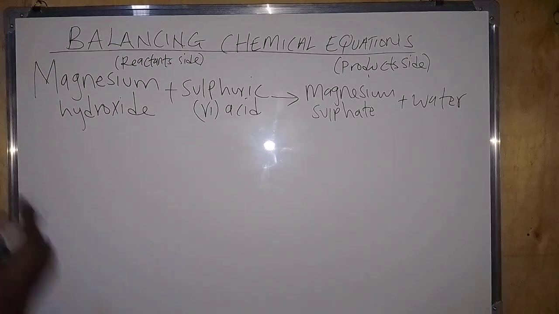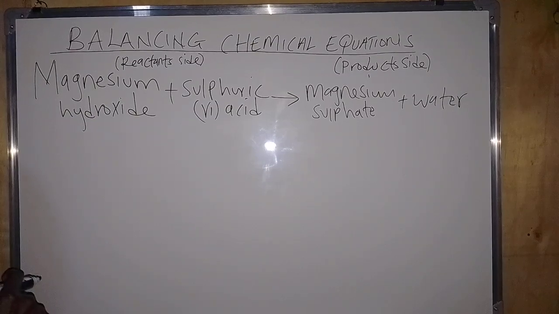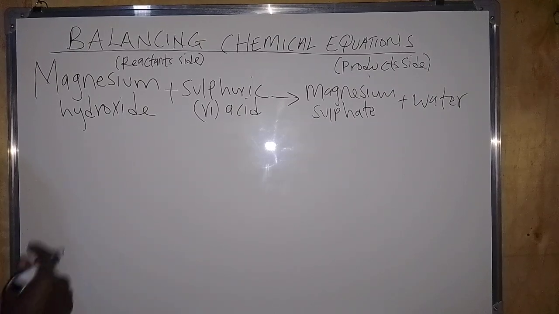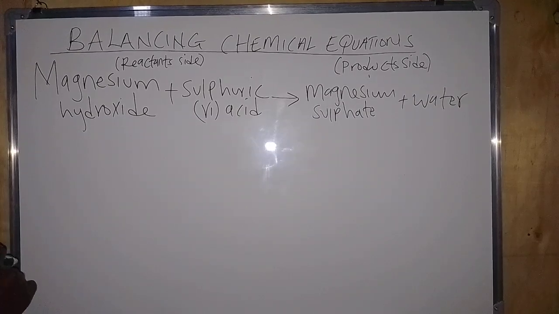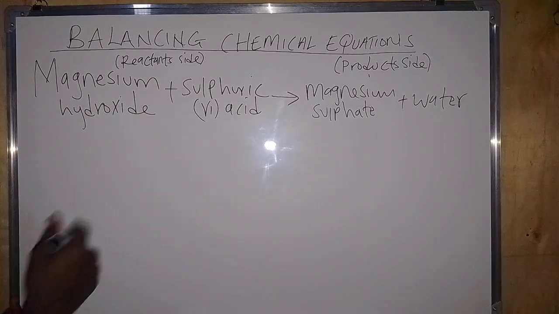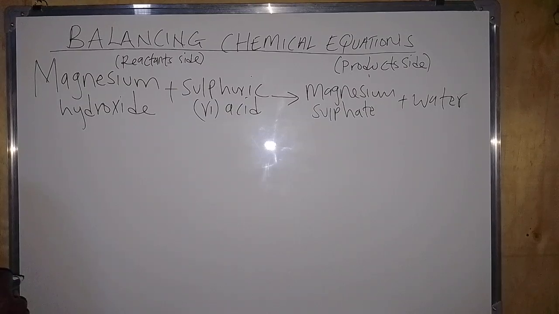So I want us to look at this reaction that we have here, a reaction between magnesium hydroxide plus sulfuric acid to give us magnesium sulfate plus water. The first thing that we're supposed to understand about this reaction is that the reason why we are getting magnesium sulfate and water as the product is because the type of reaction that we have here is a reaction between a base and an acid.